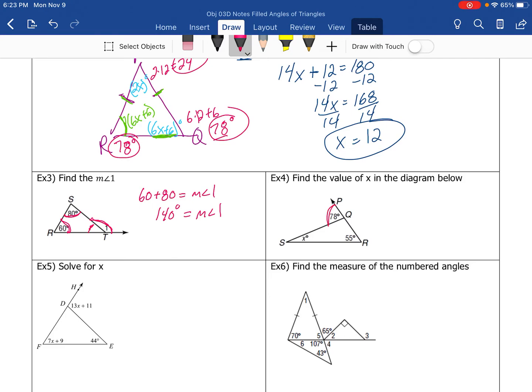So this one right here, let's see what we're given. We have an exterior angle. As soon as you're given an exterior angle, you look at the angles that aren't next to it in that same triangle. So we have the x and the 55. I know by the exterior angle theorem that x plus 55 is equal to 78. I subtract 55. X is equal to 23.